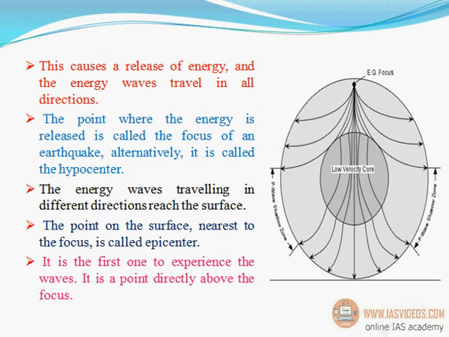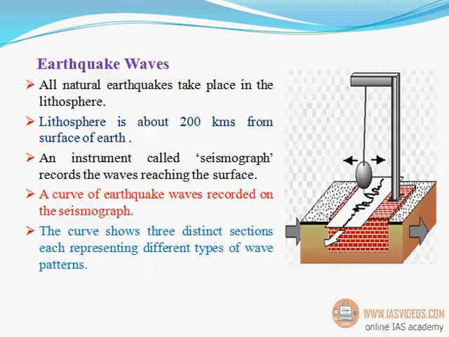The point where the energy is released is called the focus of an earthquake. Alternatively, it is called the hypocenter. The energy waves traveling in different directions reach the surface. The point on the surface, nearest to the focus, is called the epicenter. It is the first one to experience the waves. It is a point directly above the focus.